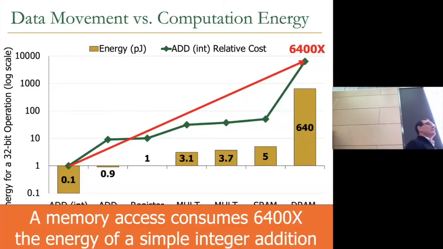And today, for good reason, people are trying to reduce the width of the arithmetic operation. We don't want to operate on 32 bits. We don't want to operate on 16 bits. We don't want to operate on 8 bits. We don't want to operate on even 4 bits today. We want to operate on 2 bits, 1 bit, right? Why? Because these are expensive things.